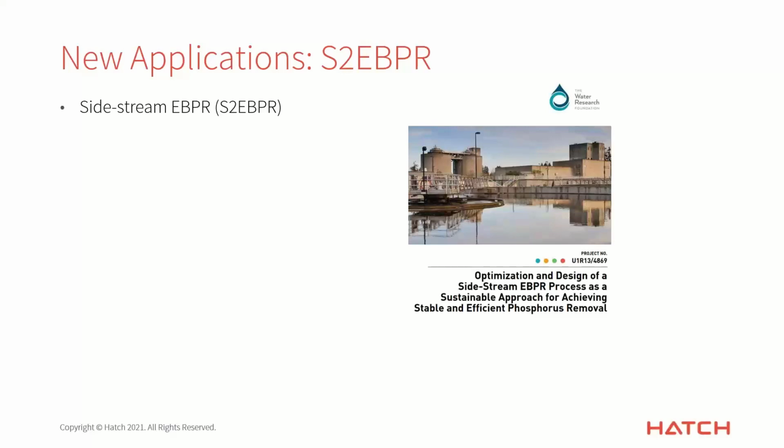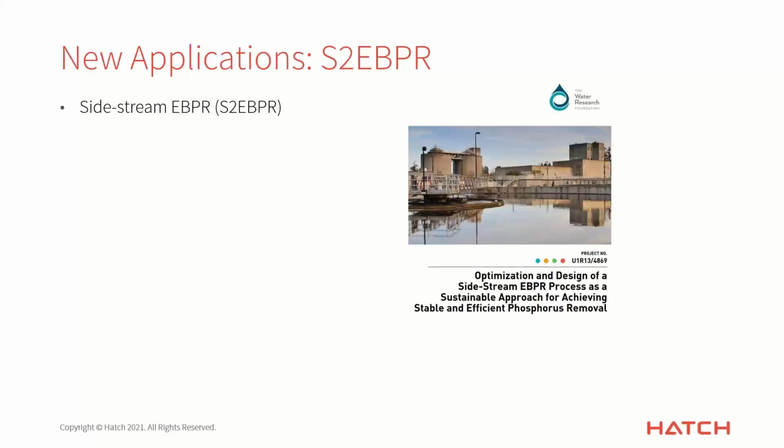Just for those who aren't very familiar with what side stream EBPR actually is, it basically consists of modifying an existing EBPR process by diverting a portion or all of the RAS or anaerobic MLSS to an anaerobic side stream reactor. For this side stream reactor, there's no influent or primary effluent wastewater fed to it, and eventually after a fairly short, usually, HRT, the flow from the side stream reactor is returned back to the mainstream process.